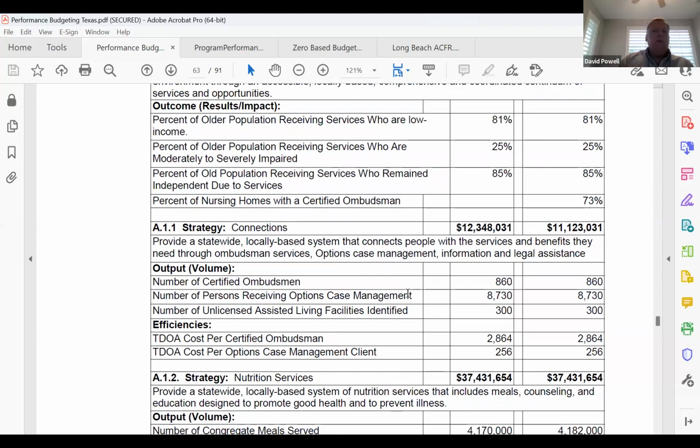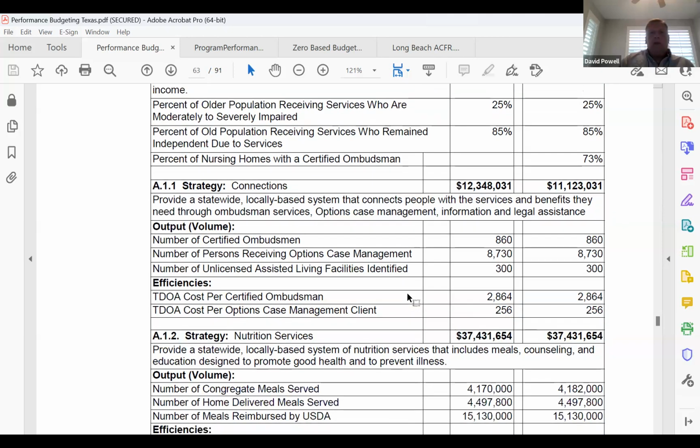Then we also have some efficiency measures. So the Department of Aging cost per certified ombudsman. So how much is it going to cost per ombudsman? And then the Department of Aging cost per options case management client. How much will it cost for each client that's receiving case management services?